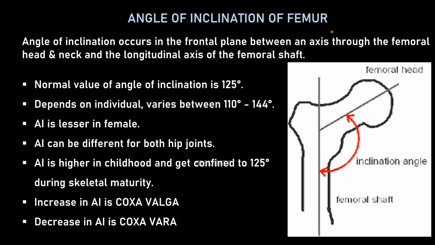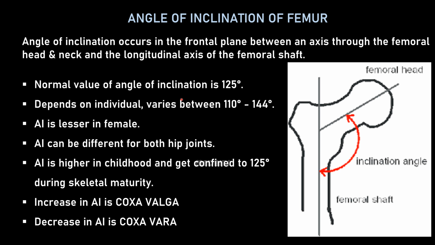Angle of inclination of the femur. The angle of inclination occurs in the frontal plane between an axis through the femoral head and neck and the longitudinal axis of the femoral shaft. We all have a normal angle of inclination of 125 degrees. We'll be discussing what happens if it goes more than 125 and less than 125. So let's continue.